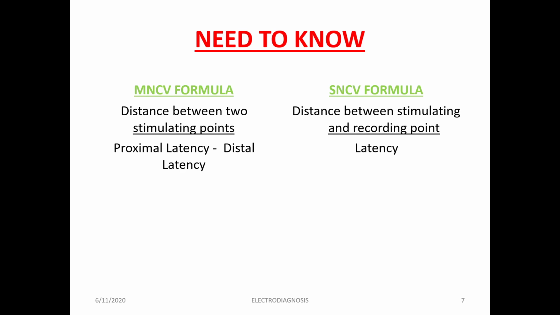Clear? So here the distance can be measured in two ways. Either I can take the distance from Ahmedabad to Rajkot minus the distance from Chotila to Rajkot, that is also fine, or you can directly measure the distance from Ahmedabad to Chotila. So that is the distance between two stimulating points divided by proximal latency minus distal latency. Is this clear? Up to this clear?